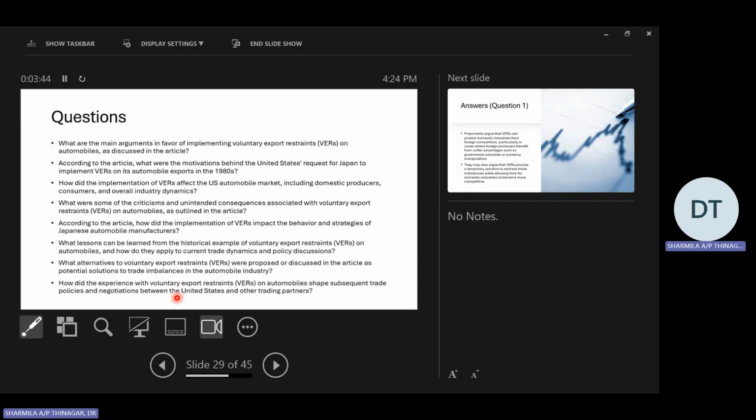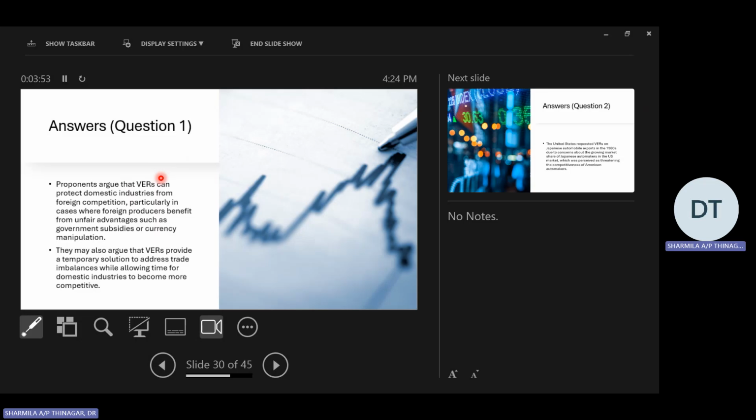Okay. So the answer for the first one, what is the main arguments, right? Okay. So the answer will be the proponents argue that the VER can protect the domestic industries from the foreign competitions, right? Particularly in cases where the foreign producers benefit from the unfair advantages. The foreigners are getting benefits, right, which they feel is unfair advantages from the government subsidies or the currency manipulation. Or you can also write arbitrage. You know, just now we look into the concept of arbitrage, right? You can include over here as well.